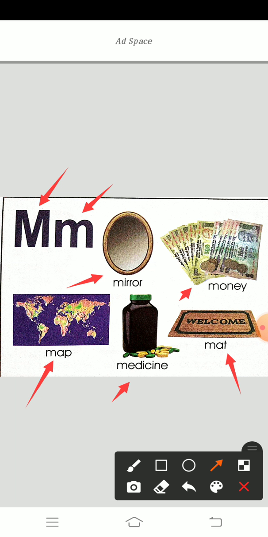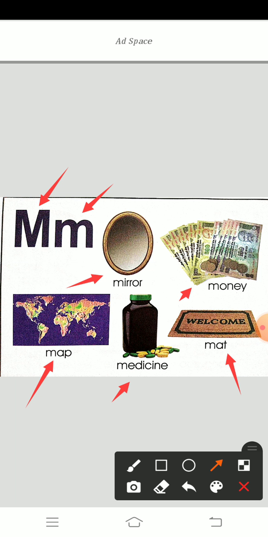We use a mirror in our homes after bathing, after cleaning the face. So we use the mirror and we can make up, right? Say the spelling of the mirror. MIRROR, mirror.